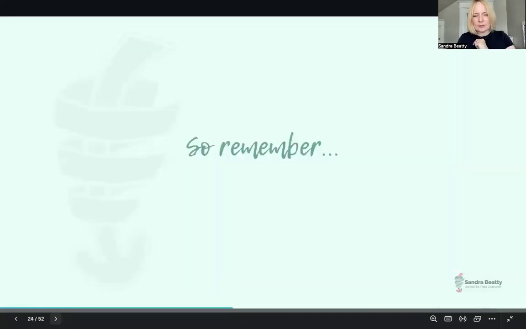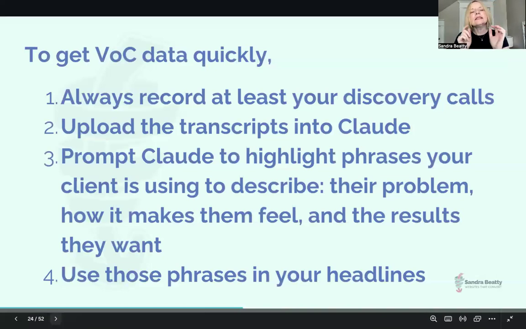So here's the summary, and remember, to get voice of customer data quickly, always record at least your discovery call, upload the transcripts into Claude, and prompt Claude to highlight phrases or to quote directly from the transcript of your client, the words that your client is using to describe their problem, how it makes them feel, the results they want, and then use those phrases in your headlines.